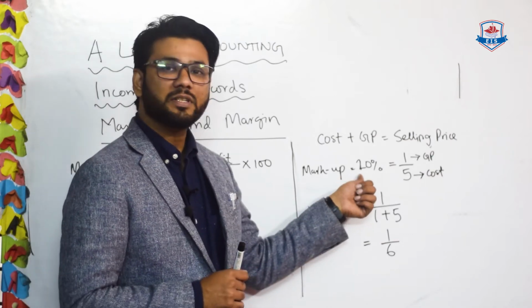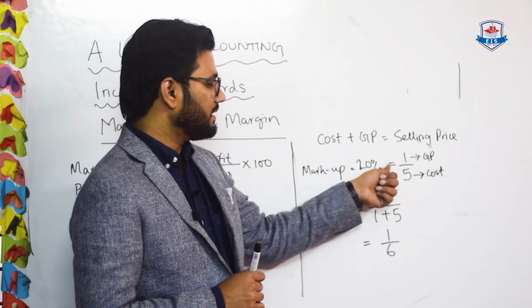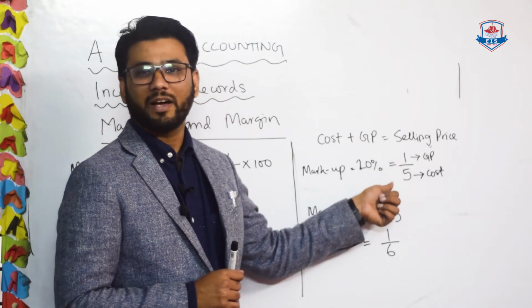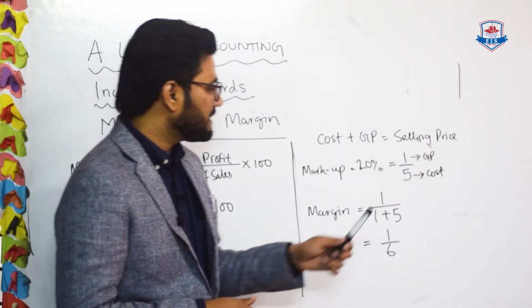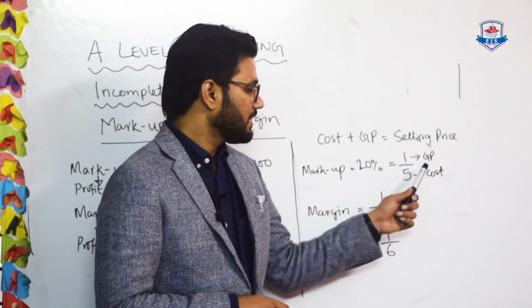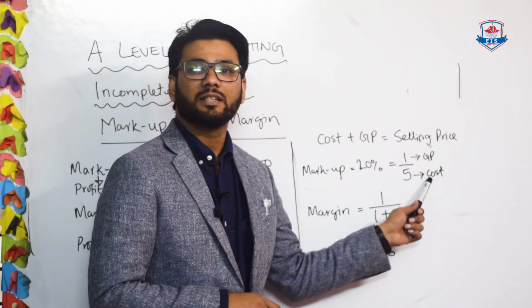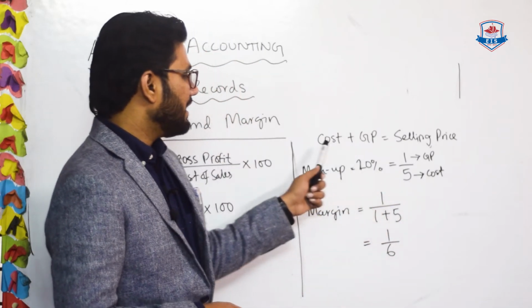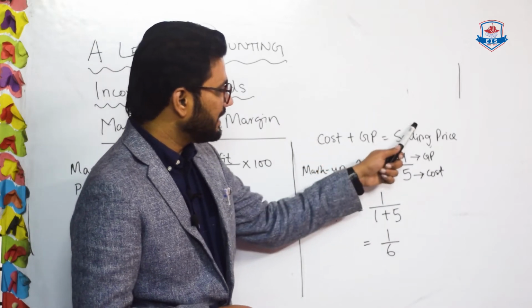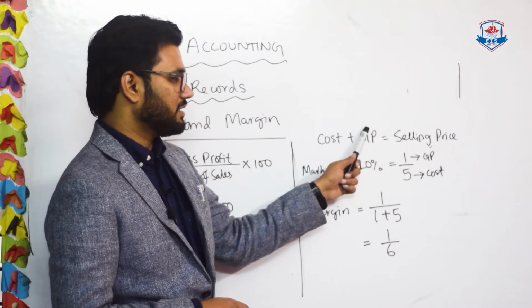Now, as we know, markup is gross profit by cost. So if your markup is 20%, this in terms of fraction would be 1 by 5, because we can easily express percentage as fractions. So if you see, this 1 represents the gross profit and this 5 represents the cost. Now, you know the gross profit, you know the cost. It's very easy to find out the selling price if you know the cost and gross profit.